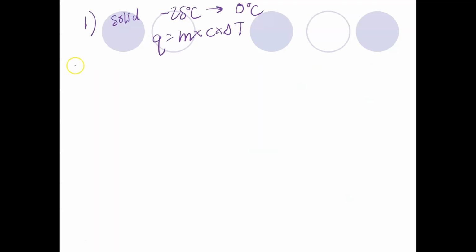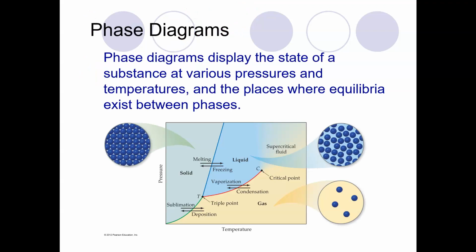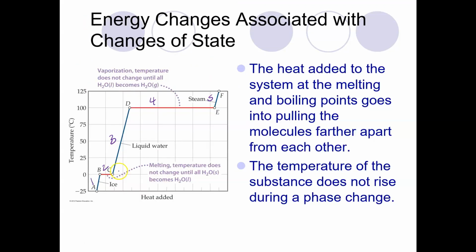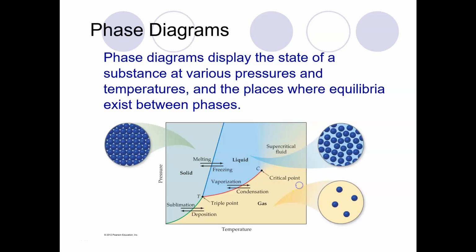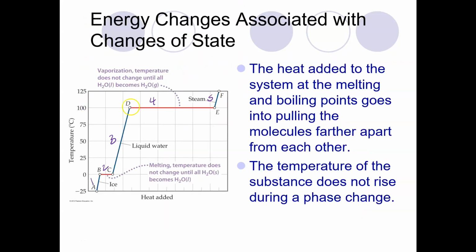For step 2, I'm melting. This would have me using the Q equals n times delta H of fusion. I chose fusion because fusion is melting. Step 3 is going, as a liquid, from 0 degrees Celsius to 100 degrees Celsius. That would be the Q equals m times c times delta T equation. I'm sorry. So that gets me to right here.